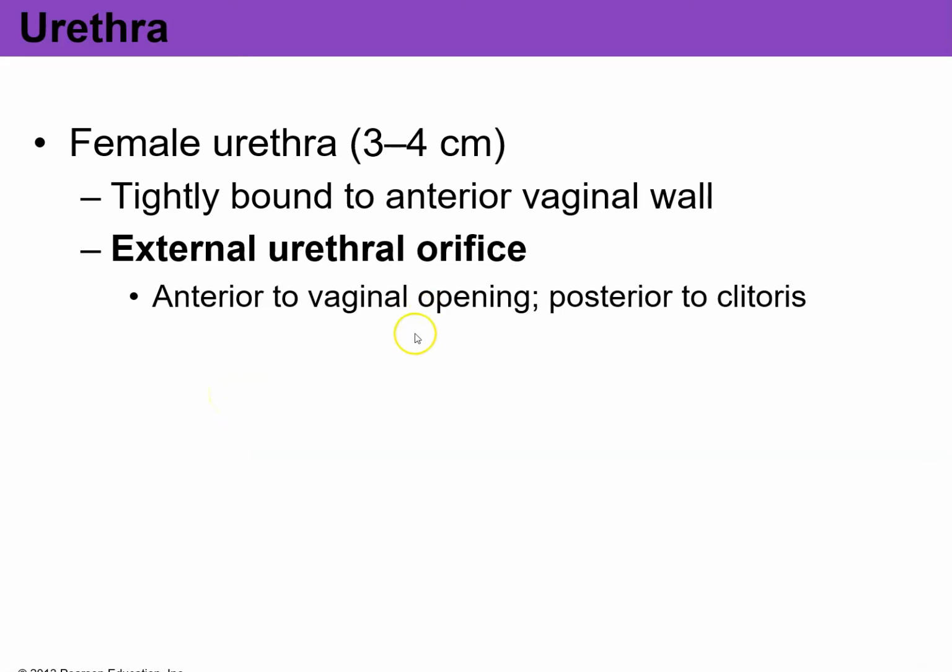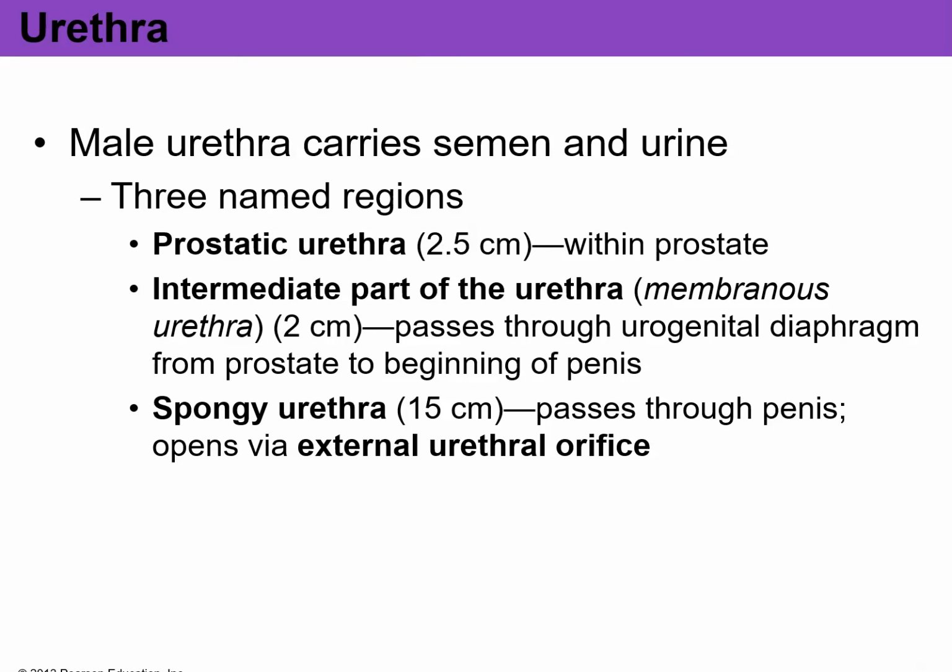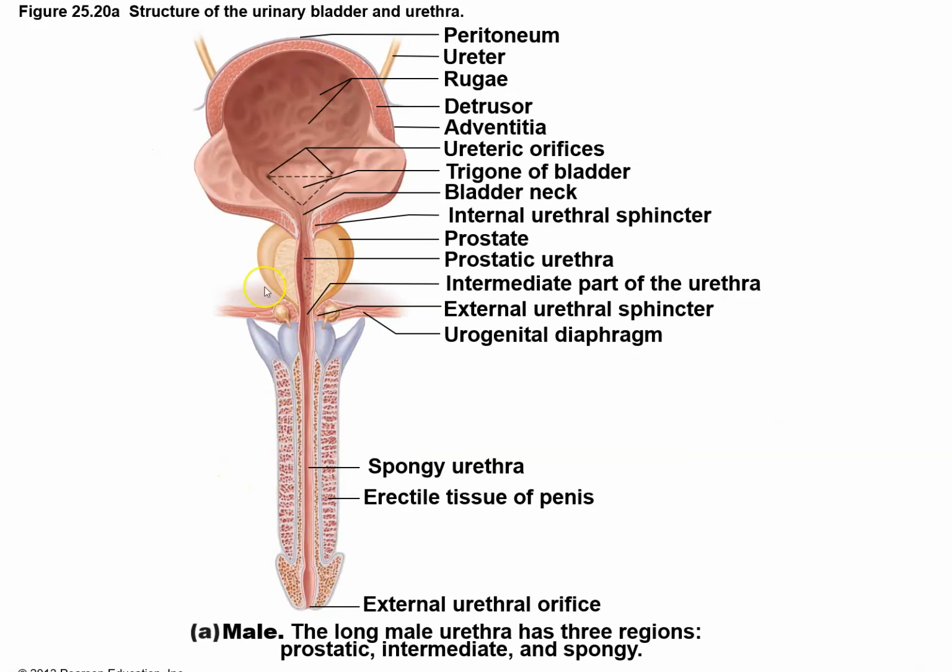All right, we already talked about the location of the external urethral orifice, between the vagina and the clitoris. The male urethra is much longer and has these three different regions to it. We've already seen that in our cartoon picture. We looked at just exactly this cartoon right here.